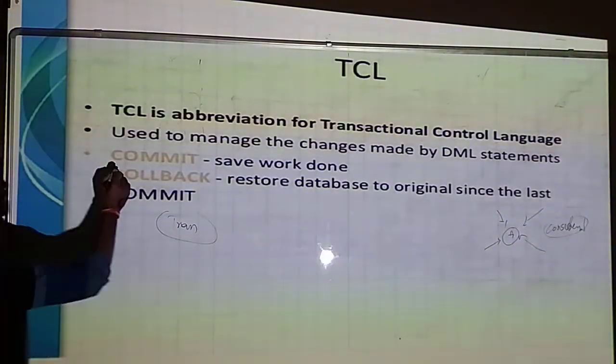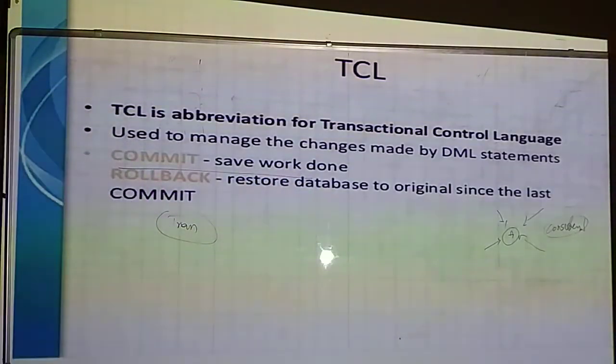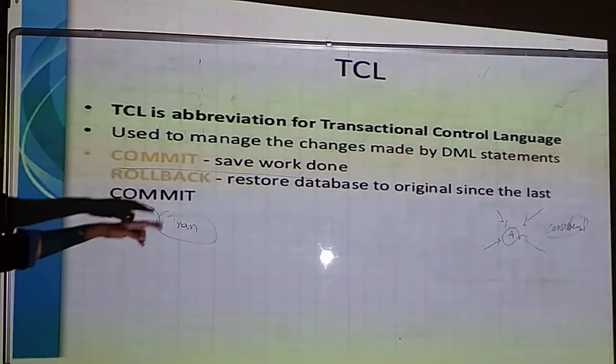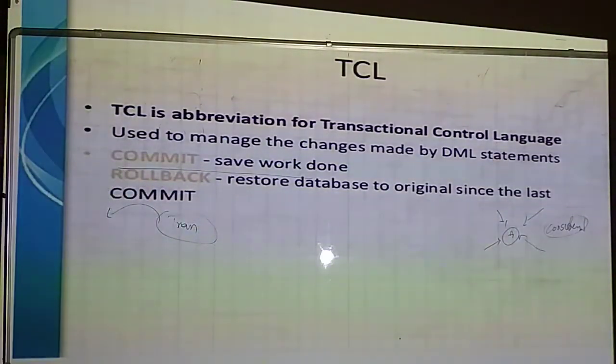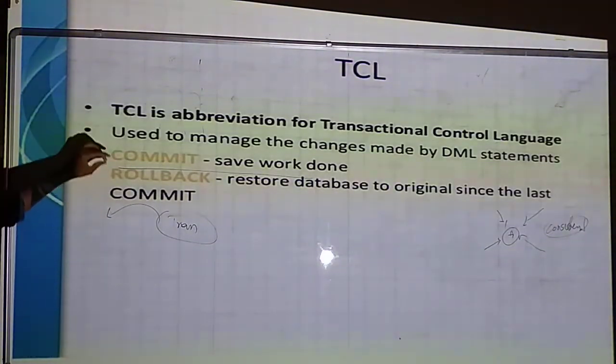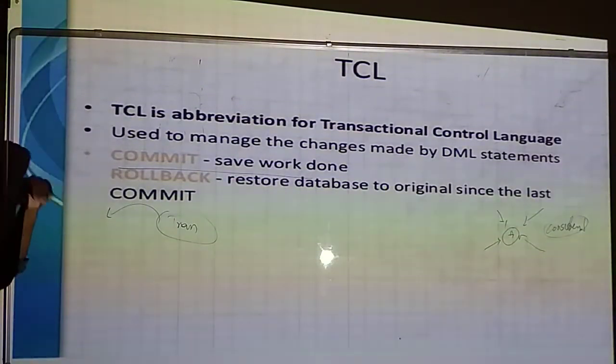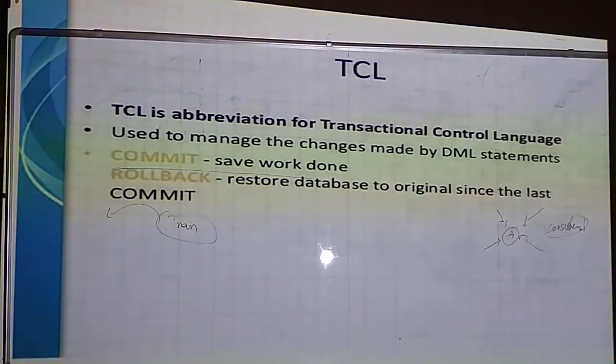Commit will save the work done. It will save the state in which the work has been done, and rollback is the statement which will go back to a step in which you have an accurate value. It restores the database to the state since the last commit. Until it finds the last commit statement, it will keep going back.